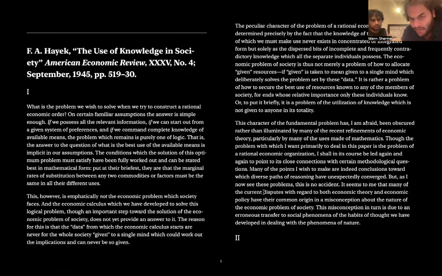It seems to me that many of the current disputes with regard to both economic theory and economic policy have their common origin in a misconception about the nature of the economic problem of society. This misconception is in turn due to an erroneous transfer to social phenomena of the habits of thought that we have developed in dealing with the phenomena of nature. That's quite a dense sentence. Yes, one of those sentences that leaves me needing a second to digest.